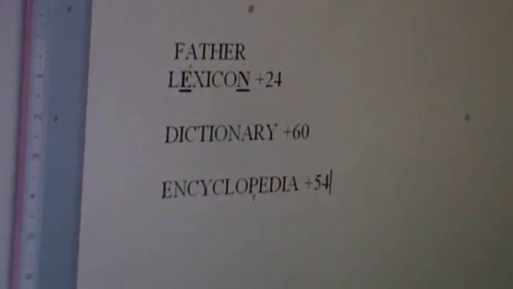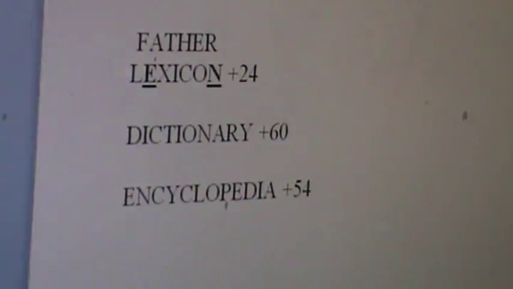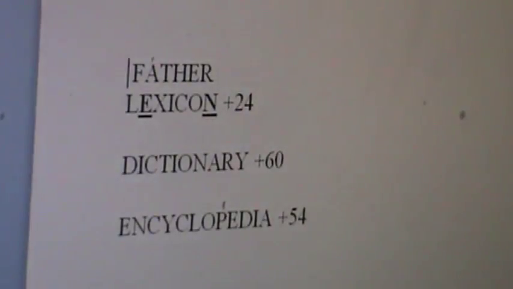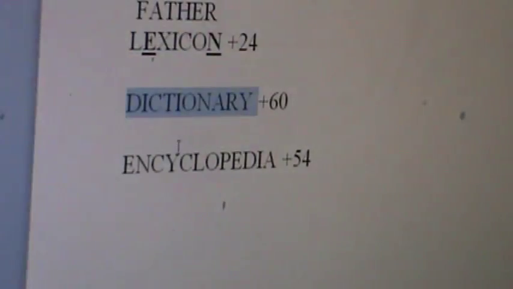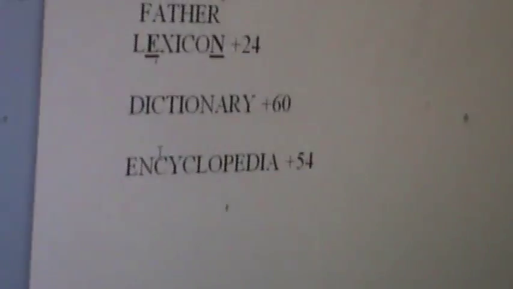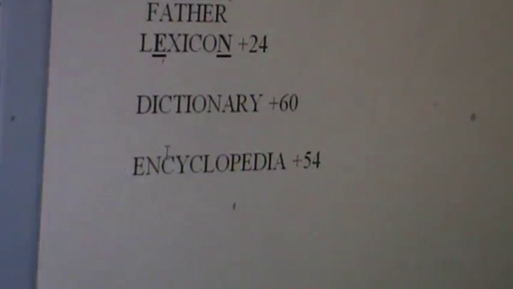What was encyclopedia? Encyclopedia is 112, which is plus 50. Wait a second. Excuse me. That's plus 60, and then this is plus 54, plus love. Amazing. So all have offsets of 6s, which I've been saying from the beginning. Okay, so they all point to God the Father, the name above all names. So lexicon, dictionary, encyclopedia. These are the father books.